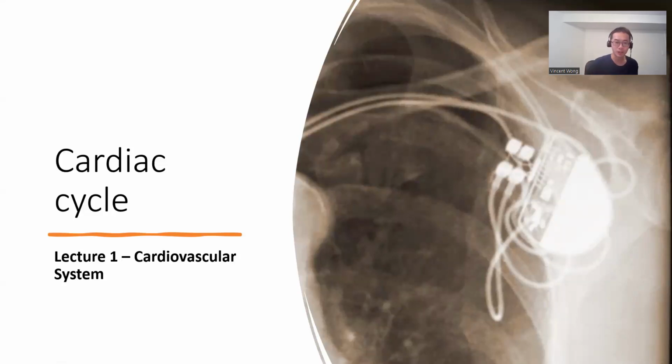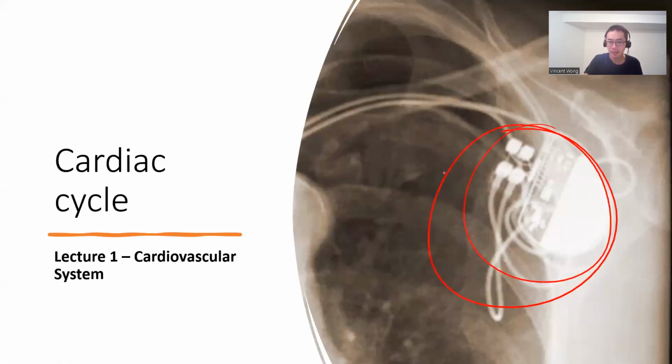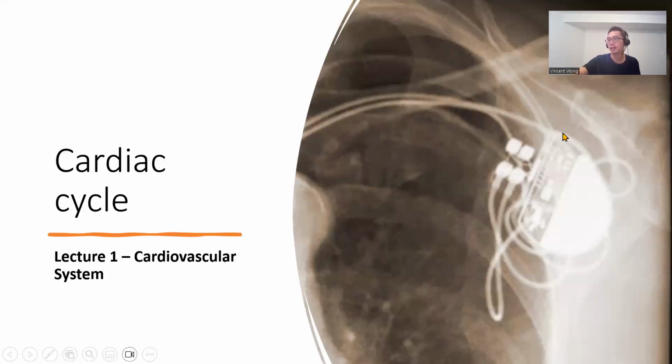Anybody know what this picture is showing? This is a chest X-ray, okay? You see the ribs here, but what is that? That is a pacemaker. Very good. What does a pacemaker do? I'm pretty sure it paces your heart so it doesn't beat too fast, and there's something to do with little electric shocks. Yeah, that pretty much summarizes it quite well.